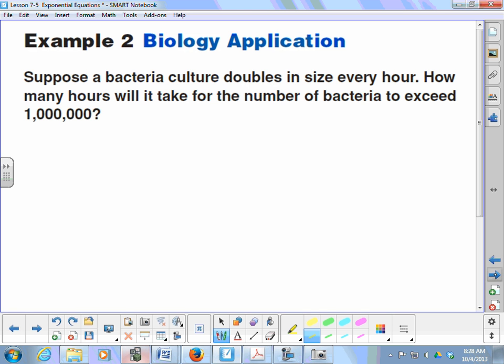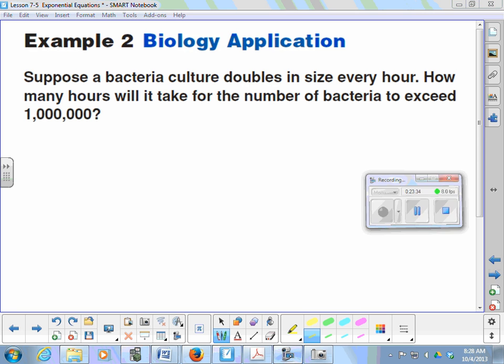All right, so let's look at a word problem then, your favorites. Suppose a bacteria culture doubles in size every hour. How many hours will it take for the number of bacteria to exceed 1 million?